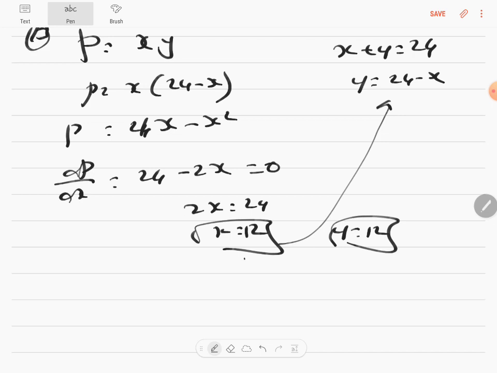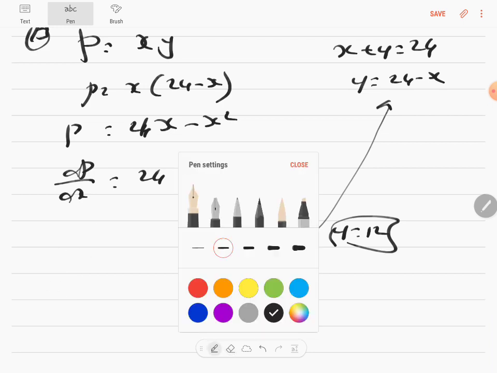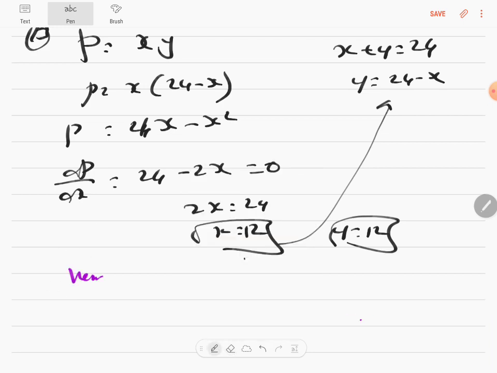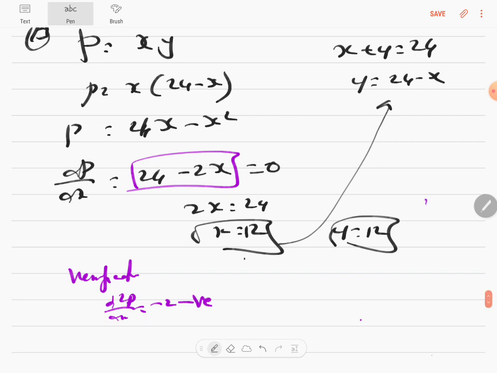Product to be maximum or minimum. This question is about maxima and minima. So we equated to 0 and found the x value. But it can correspond to either maximum or even minimum. So you have to compulsorily do a double differentiation in all this. Are you clear? A verification, which is a double differentiated value. When you differentiate it again, it's minus 2, which is negative. So whatever value you got corresponds to maxima.